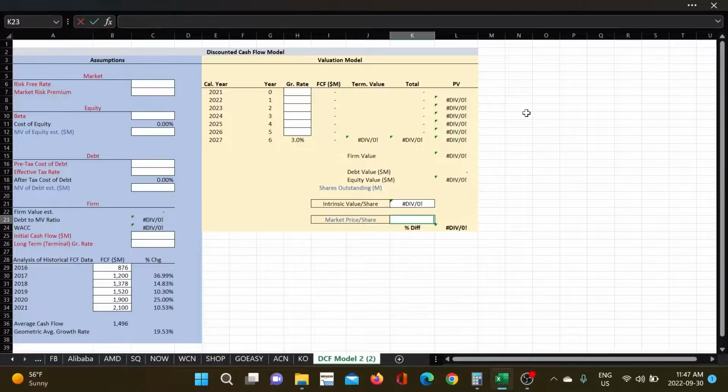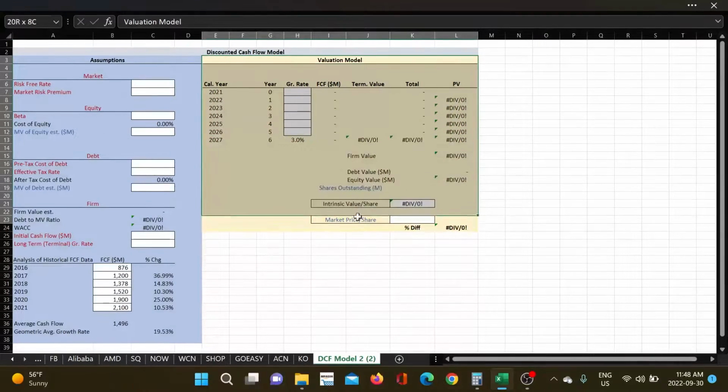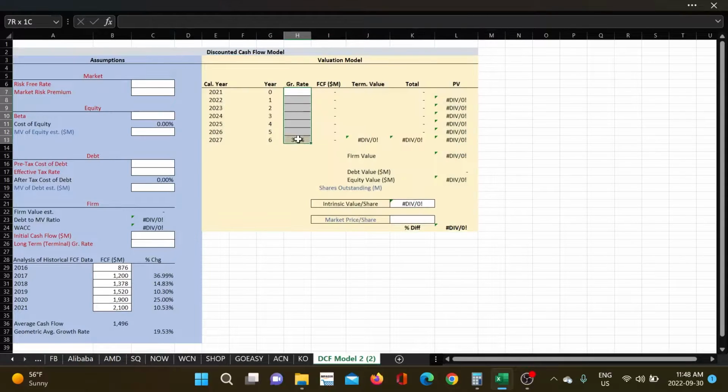Okay, so this is the template that I like to use for the discounted free cash flow model. The reason why I like to use this one is because I find it pretty simple to understand. On the left-hand side here, you have all of your market variables and assumptions. These are all the variables you're going to use in your calculation. And on the right-hand side, you have the actual valuation model where you plug in your estimated future growth rate and you come up with your intrinsic value per share.